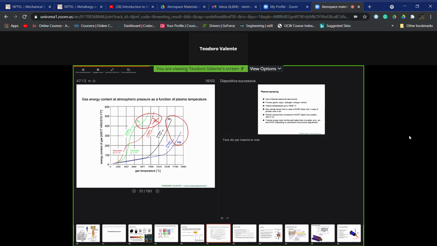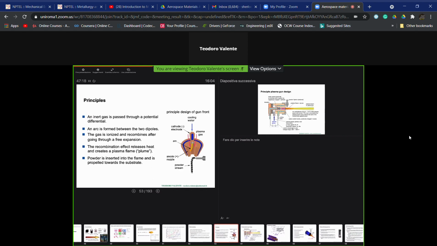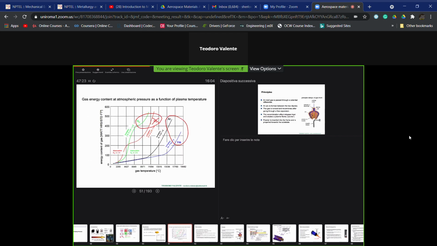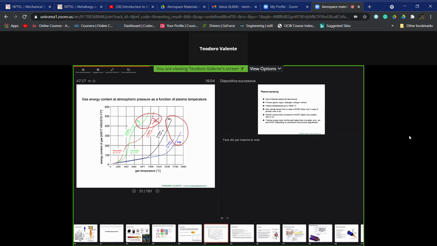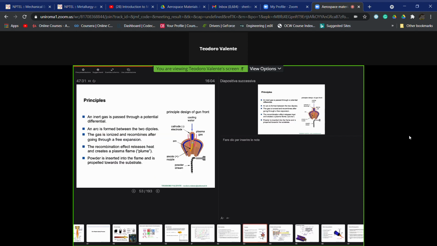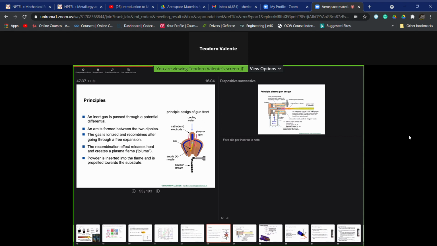Now, okay, we have seen the temperature. How to generate the plasma? The gases which we are going to use at the beginning are not dissociated. And so they are forced to pass between two electrodes, which are inside the plasma torch.